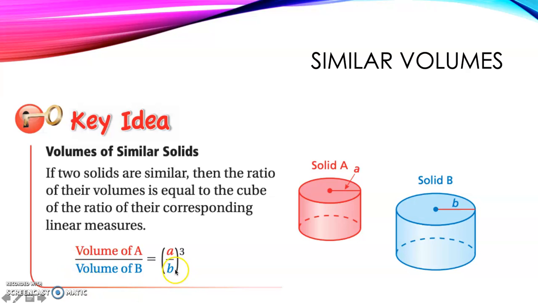Again, it shows us here, solid A, solid B. We write it as a fraction, and we cube that number. Now we reduce it when I say we divide to find the scale factor, but sometimes you can leave it as a fraction if it's not an even number.